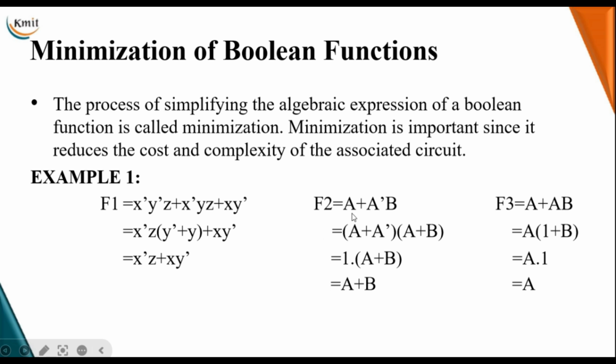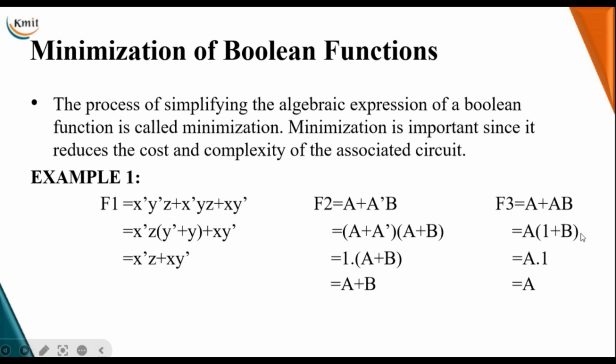Now take another example. A or A bar B. Using the distributive law, A or A bar and A or B. As A or A bar is 1, 1 and A or B gives the minimal expression A or B. F3 is the function in another example. Let me define this as A or AB. Using the distributive law, A or A, or B. Now take A as the common variable, then I have 1 or B.